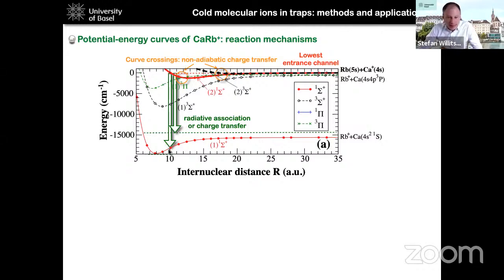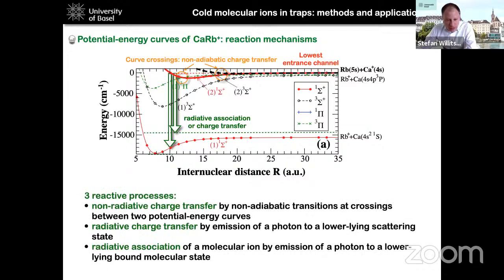Okay, and the rubidium 2 plus that we also observe in this experiment is most likely due to a chemical process where this calcium rubidium plus further reacts with rubidium atoms in the trap. So we have 3 processes that can go on here in principle: non-radiative charge transfer at these curve crossings, radiative charge transfer, and radiative association. So this is rich physics that's going on, if you like.